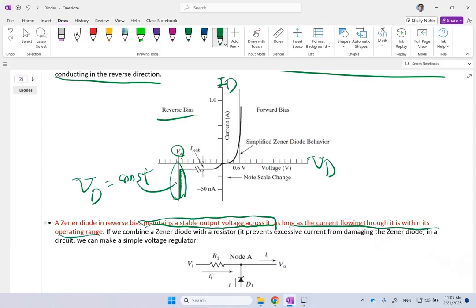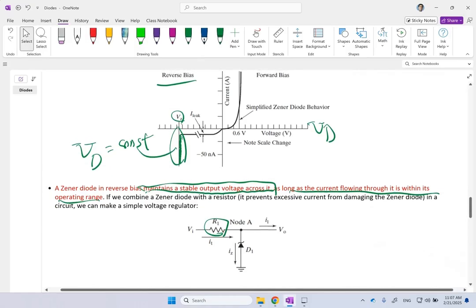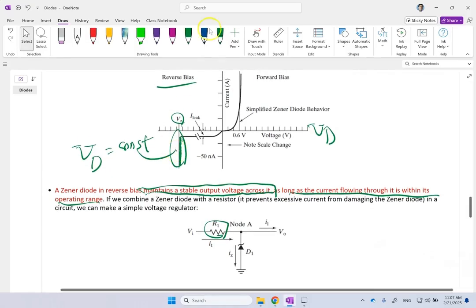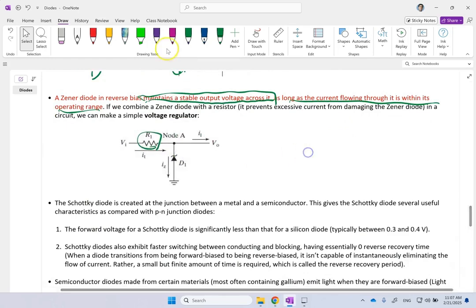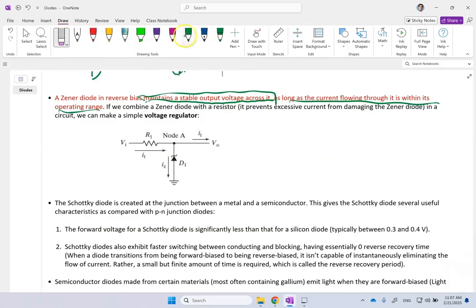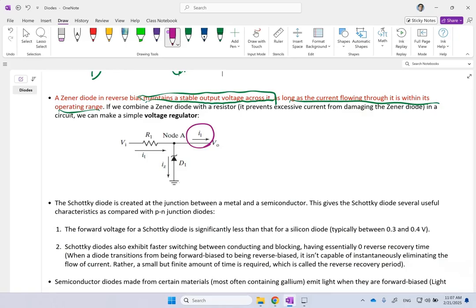Well, what's the good thing about this? Well, if you combine it with a resistor, guess what you can get? You get an important component that you have seen a lot here and there, and that is called a voltage regulator. These are the components in electric circuits that keep your voltage at the same level, even if the current that your load is demanding changes. Even if this I1 is changing, it is going to keep this voltage constant for you.